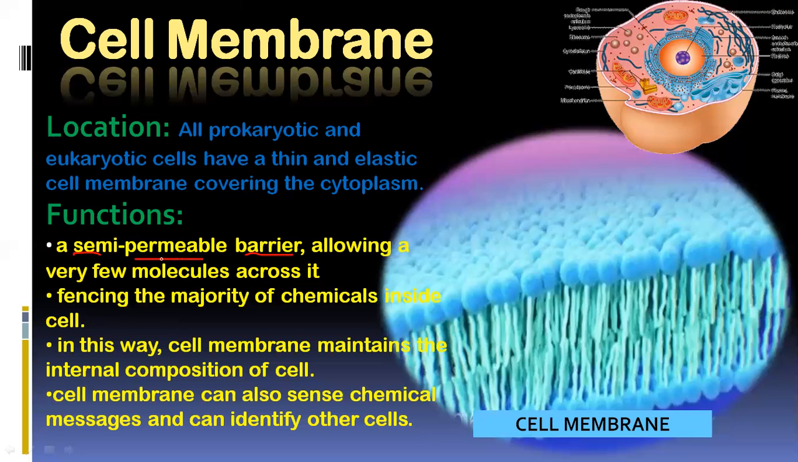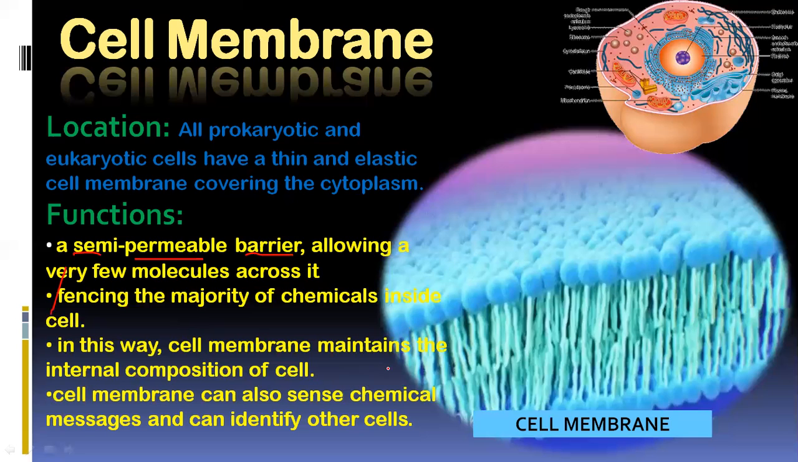So semi-permeable means that it allows some of the materials to pass inside the cell, allowing a few molecules across it, and some are left outside. So it is fencing the majority of chemicals inside it. Fencing means it keeps lots of chemicals inside the cell and does not allow them to pass out, so they always keep them inside.